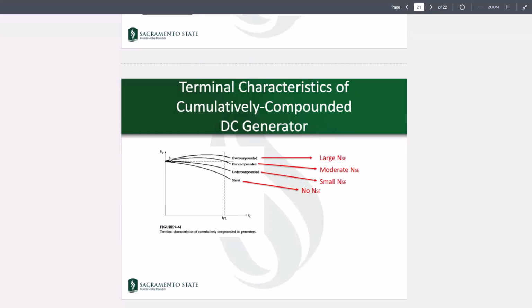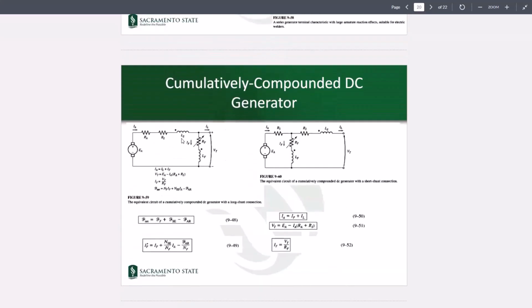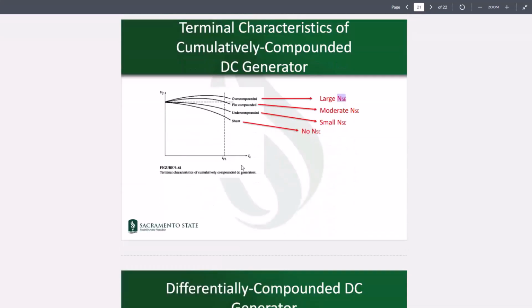If you try to keep the VT versus IL as flat as possible, so in the no load condition with respect to the loaded condition, then you can use a moderate number of NSE turns in the series winding. And if you increase the number of NSE, the series field windings, you can get to an overcompounded case. So really the series windings in this case give you a means to have a better voltage characteristic, or terminal characteristic, in the generator. That makes sense.